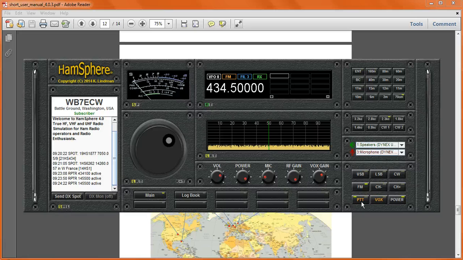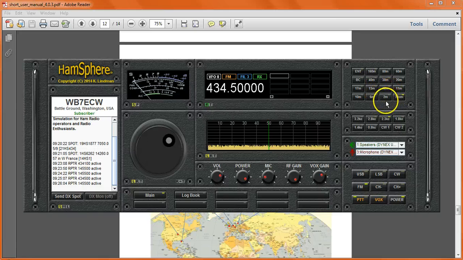There's not always someone around, but it's a place to start. And if I had a question, I might say, is there anyone on? You know, I'm a new user, I need help. So that's the 2 meter and 70 centimeter repeater bands.